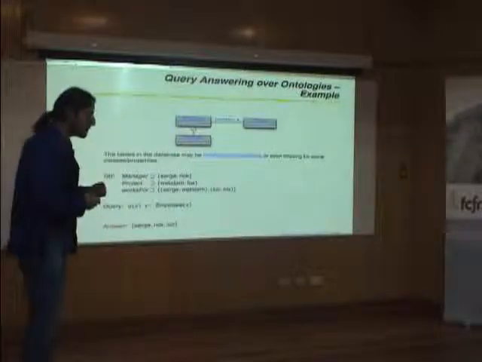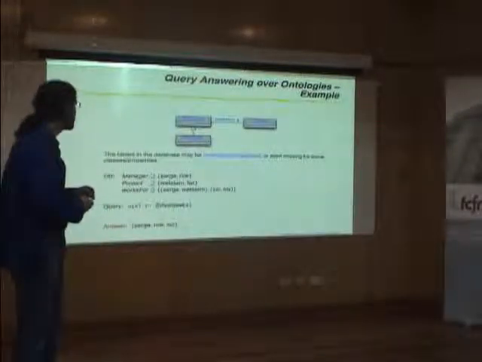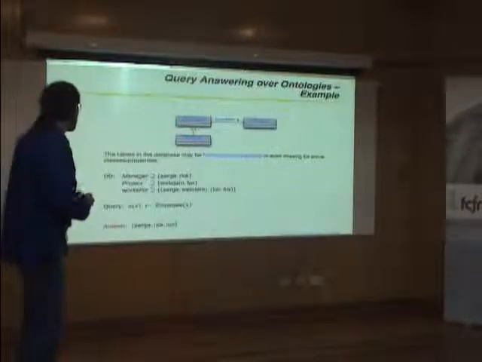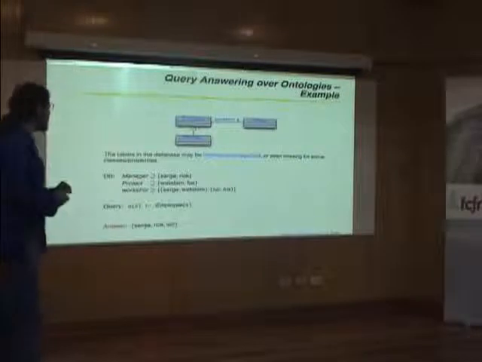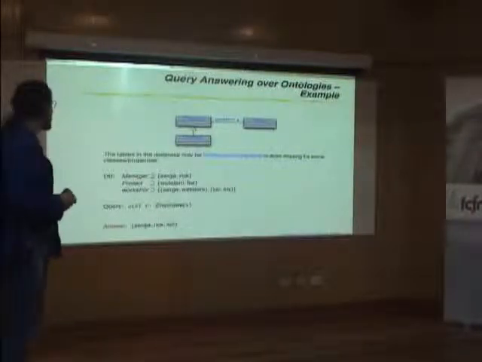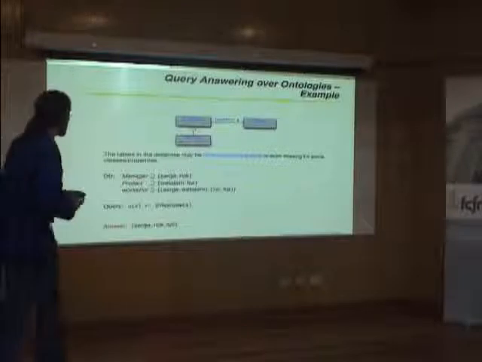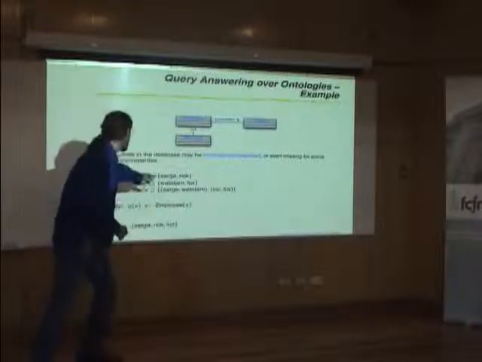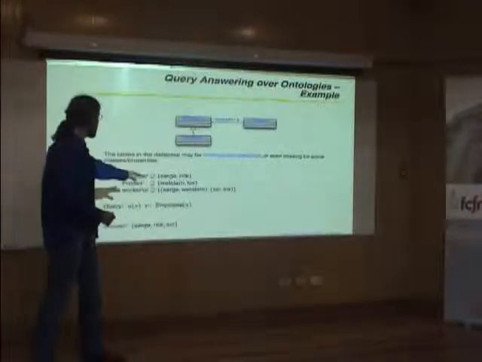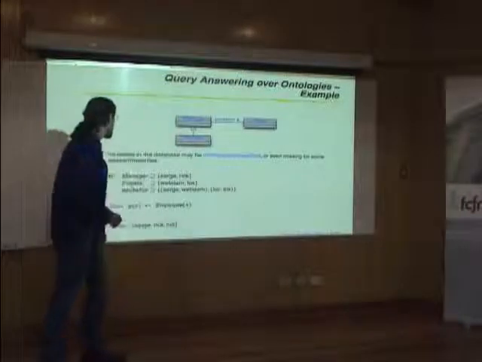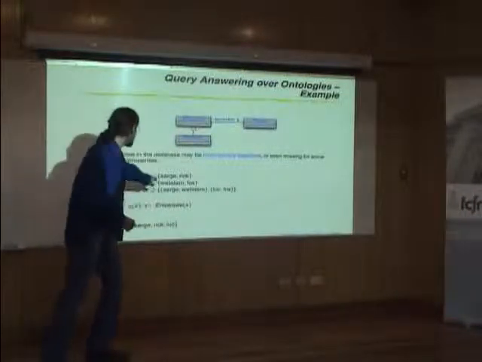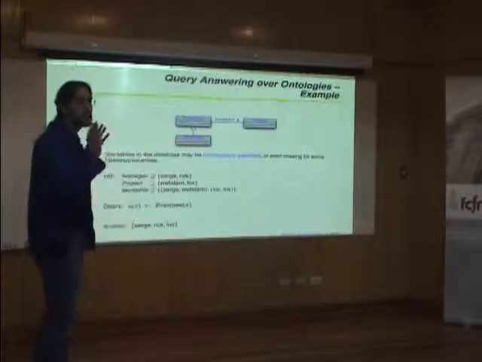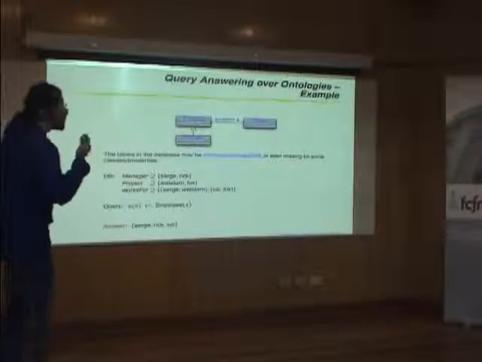So let's see an example of how this works. You have the same schema. And now the tables in the database may be incompletely specified or even missing, for some classes or properties. So you can see here, I just have set inclusion. Serge and Rip are managers, but the fact that in my database Serge is a manager and Rip is a manager doesn't exclude the possibility of there being, in many other models, other guys there, I don't know, Sarkozy, whatever.